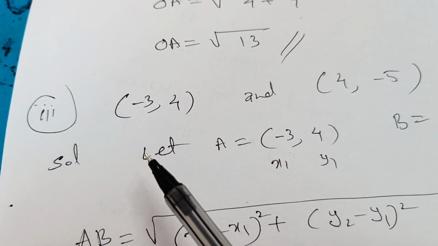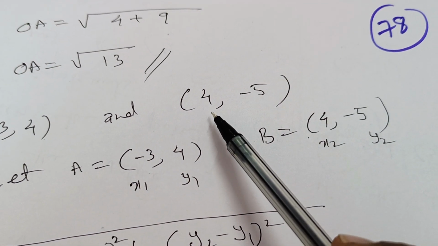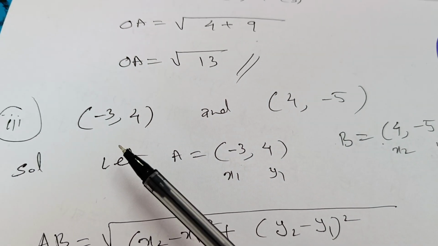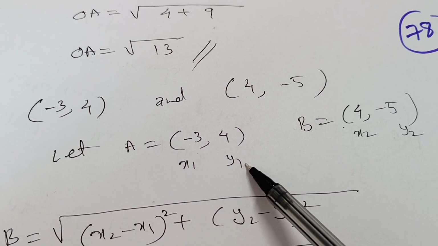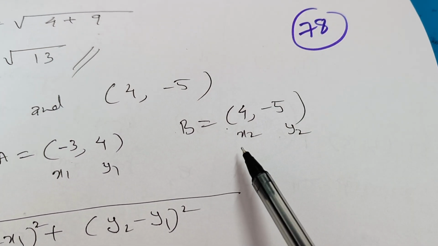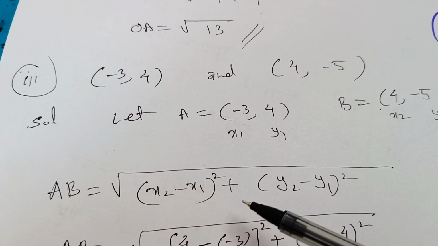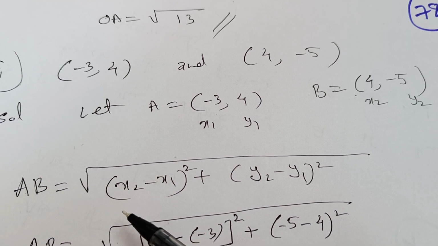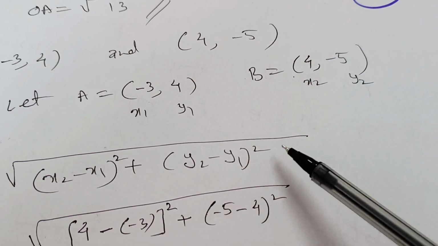In the third bit, our points are -3, 4 and 4, -5. So first we will name them. The first point is A. Let A is equal to -3, 4 and the second point B is equal to 4, -5. So we are applying the same formula. Distance between AB is equal to square root of (x2 minus x1) whole square plus (y2 minus y1) whole square.